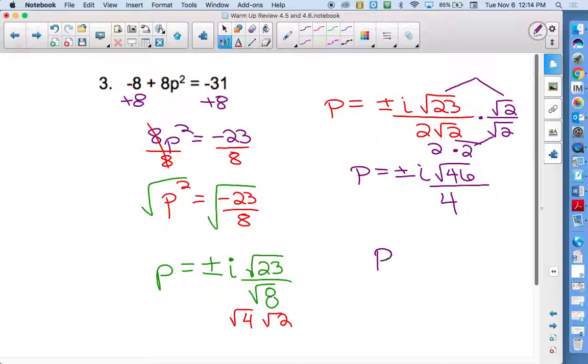4. So you could also write this as plus or minus square root of 46 over 4 with the i behind it, if you prefer to see that i behind it. Either way is acceptable. So that problem, getting p squared by itself, was pretty straightforward, but the simplifying was a little more involved.